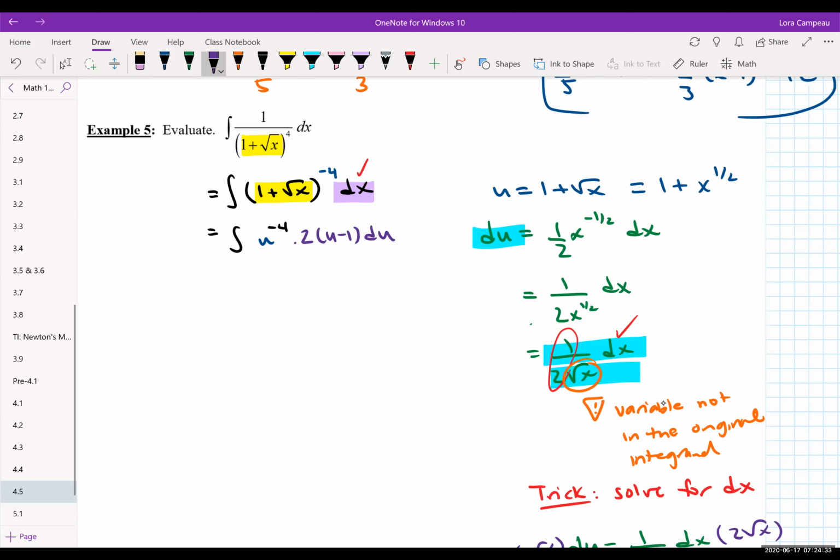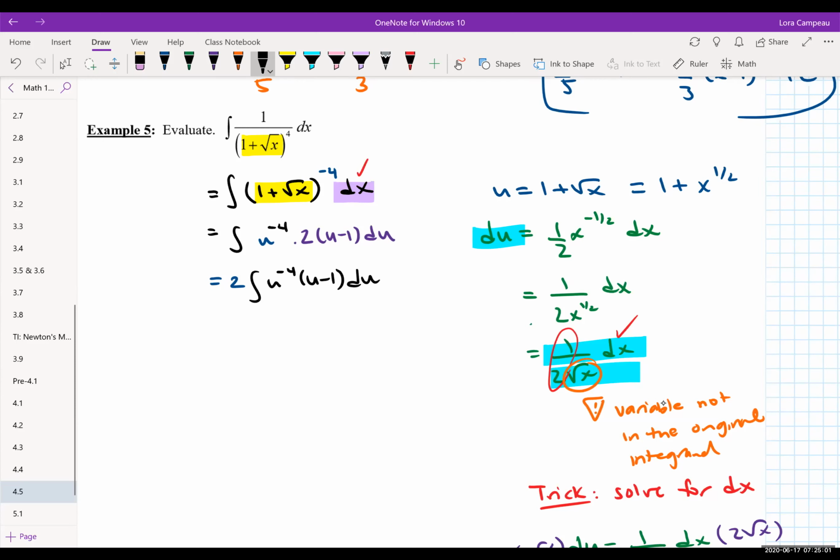It might look like we are making it more complicated, but we'll notice that the more complicated part, this u minus 1, is only taken to a power of 1. So that's going to be very nice. Let's clean this up just a little bit. Well, we like cleaning everything up. I'm going to take that constant out right away. Now I've got u to the negative 4 times u minus 1 with respect to u.